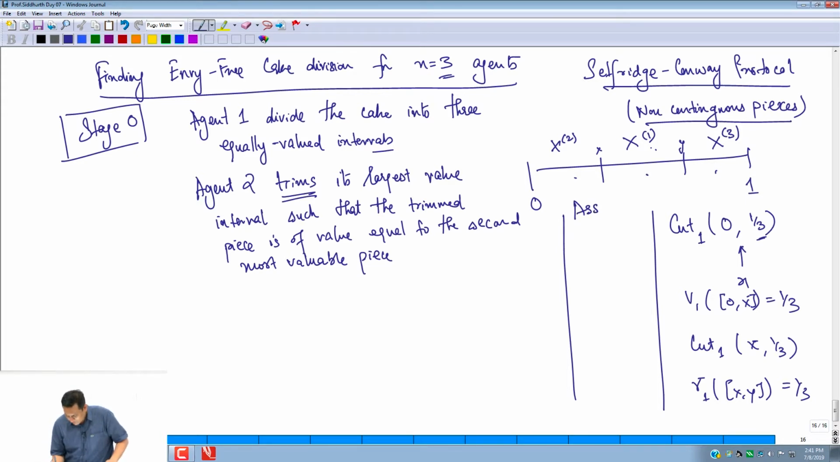So assume that for the second agent, I know that the value of x1 is at least the value of x2, but say it just so happens that these are equal. Asking all 3 to be equal will be a bit too much, but let's go one step and say that for the second agent, the largest 2 pieces, in the sense of V2's value, are of the same value. My point now is that if this were to happen, I'm actually good to go. Why is that?